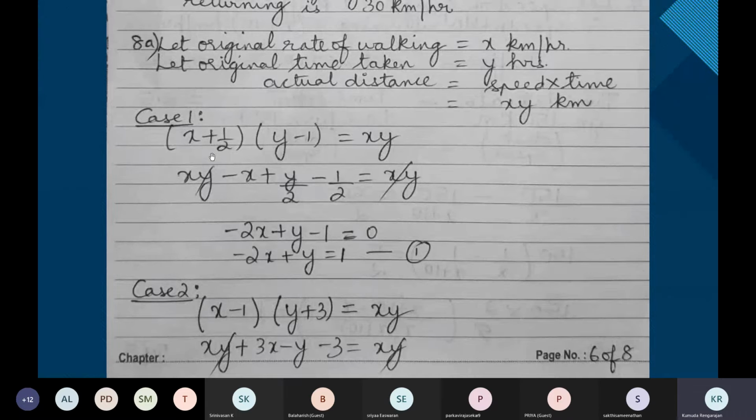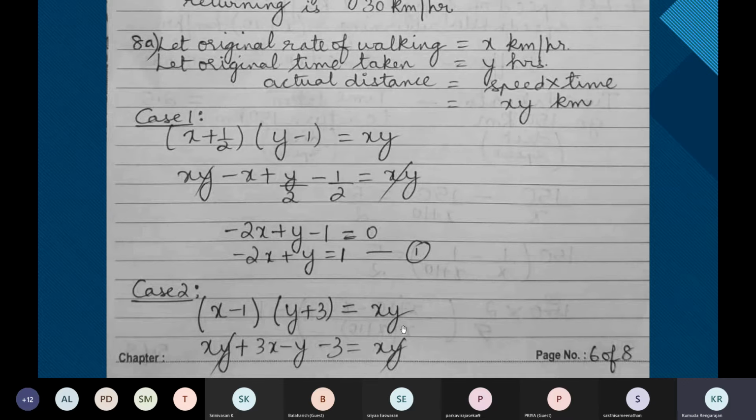We know that speed into time will give you the distance. This is the new speed, original speed plus half a kilometer per hour, x plus half. This is the new time taken, y minus 1, because when he increases his speed, he takes 1 hour less. So the new speed into the new time taken is equal to the actual distance xy, because speed into time is equal to distance.